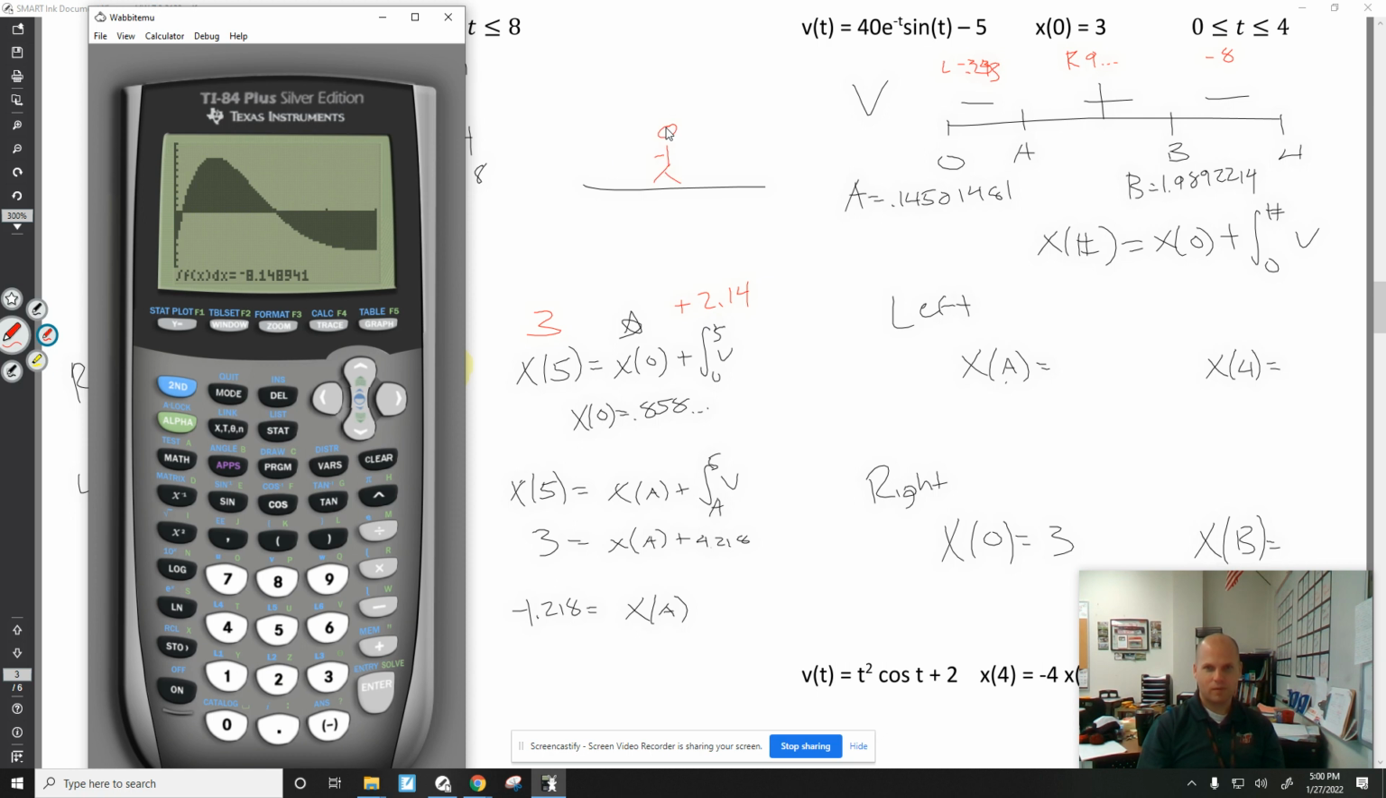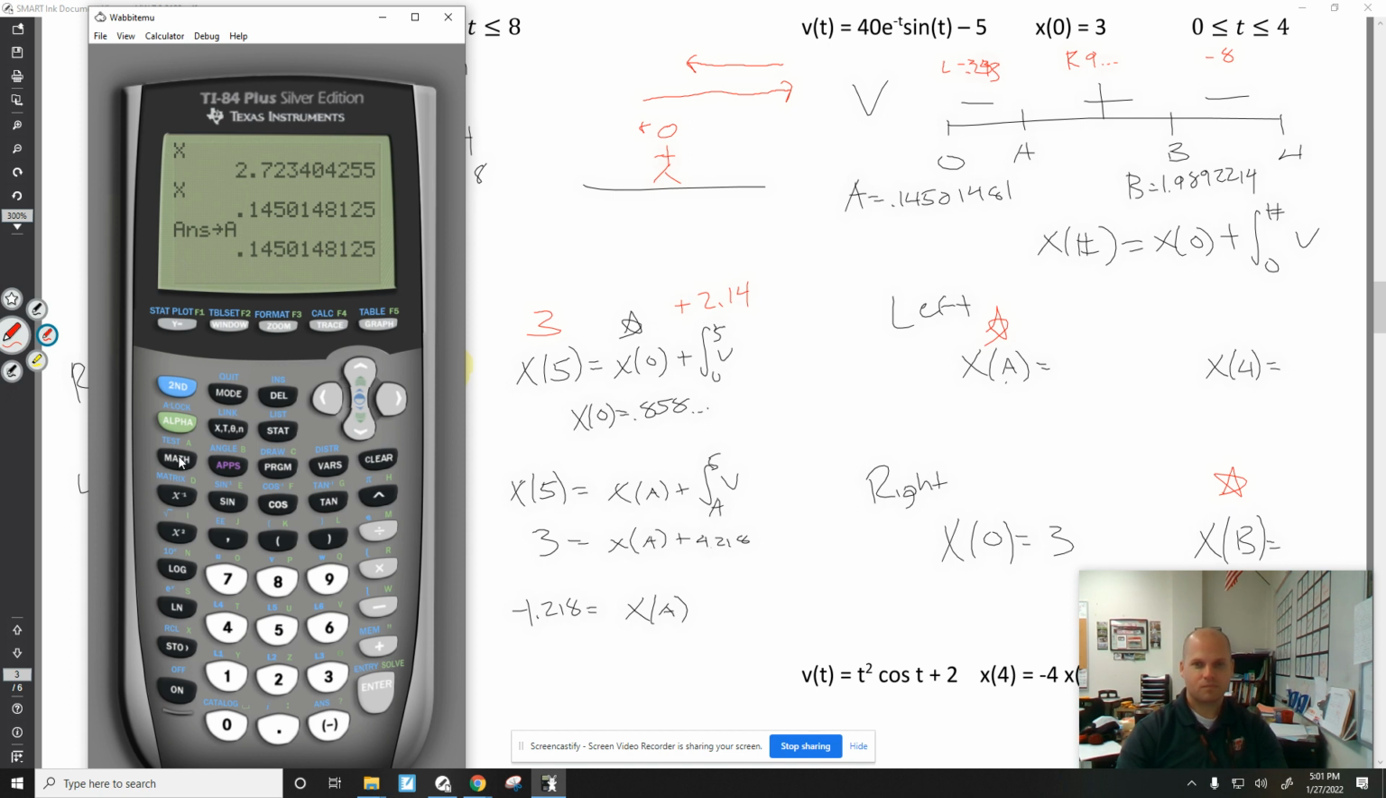Here's my dude starting somewhere. He went to the left a teeny tiny bit. Then he went right 9. And then he went left 8. When he gets to A, he's furthest left. When he gets to B, he's furthest right. It does not include an endpoint. Okay? Turns out this area here is actually less than this area here, which means my displacement is less. And let's see how that plays out.